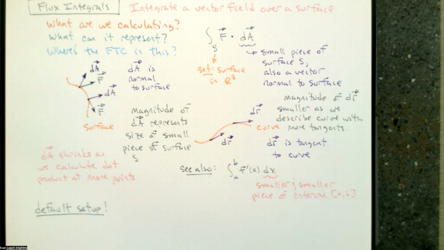All of our integrals have some kind of default thinking. Our original integral we thought of as area under a curve and above an interval. Our line integral default thinking was work is equal to force dot distance. So our default thinking here for a flux integral, we're going to imagine the vector field as the flow and the surface.